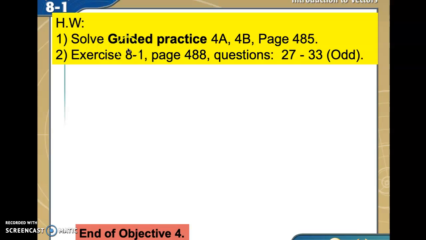So solve the guided practice 4a, 4b and page 485, exercise 8.1, page 488, question 27 to 33, odd numbers.